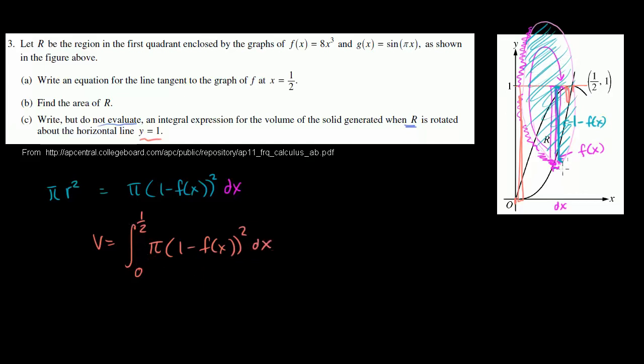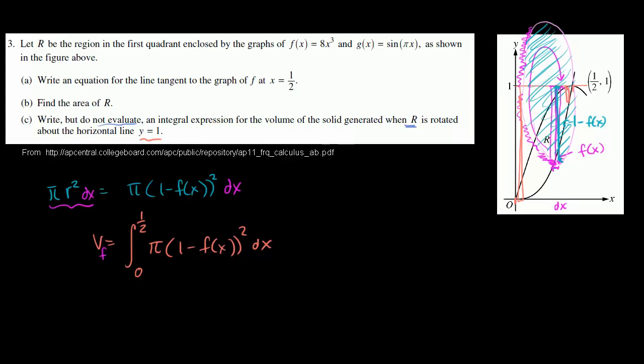This is the volume if I were to just rotate f of x around y is equal to 1. And actually I should just write dx here. And so this expression, I just did that so they really are equal. This is obviously just the volume of each of those disks. So this is the volume if I were to take f of x around y equals 1. Let me call this the volume of f of x.